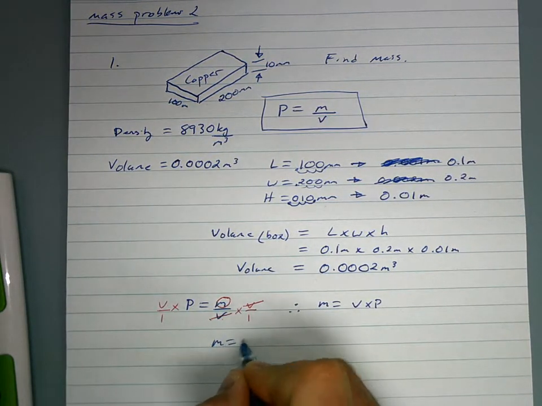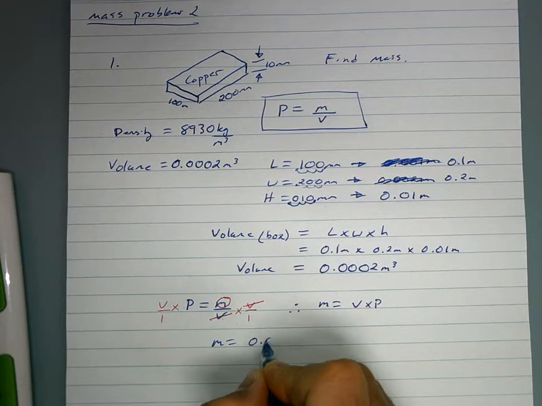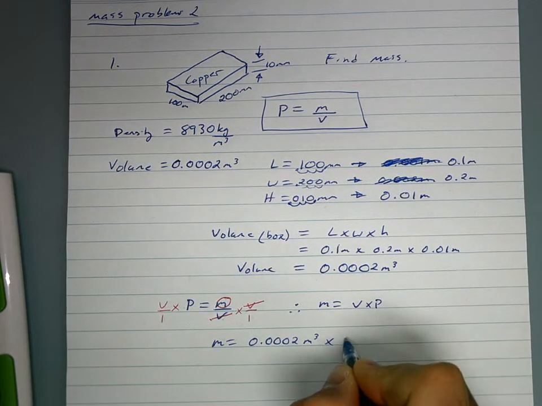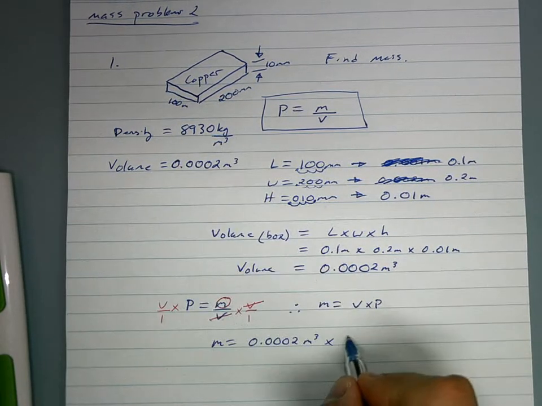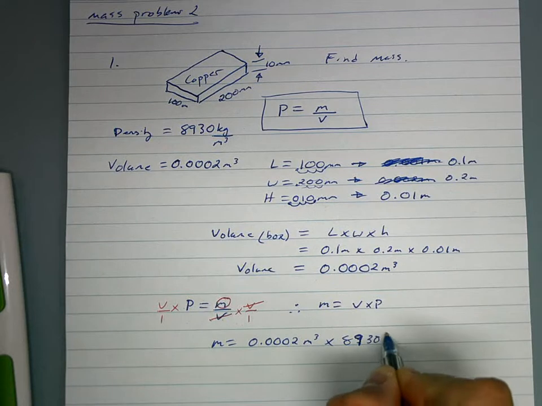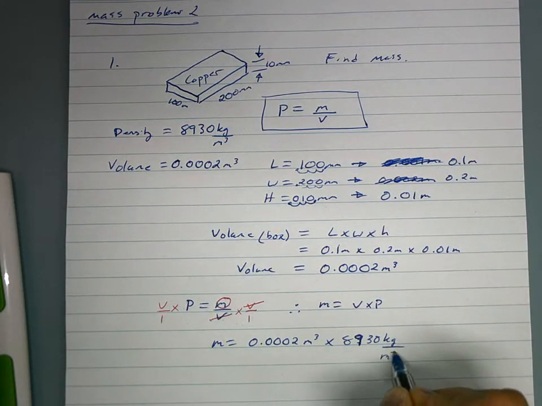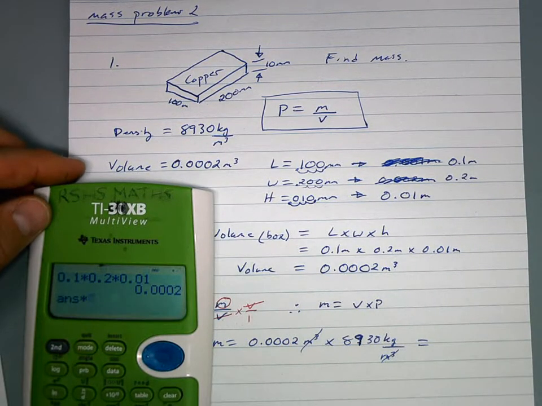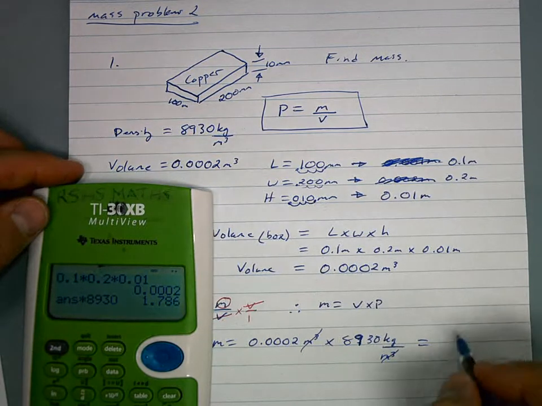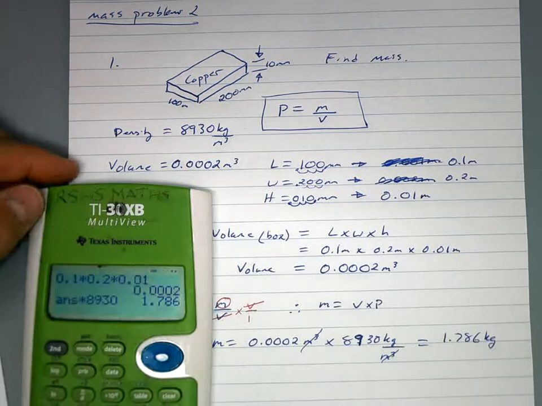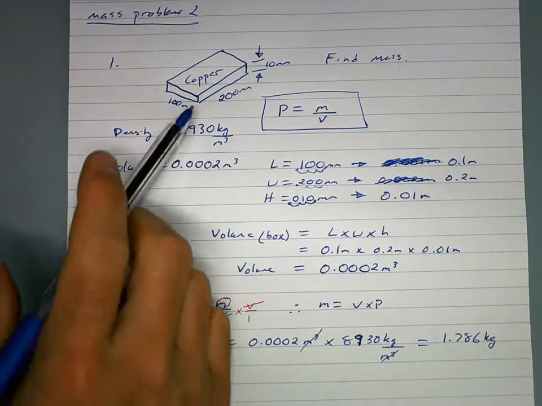So our mass is equal to the volume, 0.0002 cubic meters, times the density, which is 8930 kilograms per meter cubed. And you'll see these units cancel out, so you're left with 1.786 kilograms. Okay, it's the mass of that bracket there.